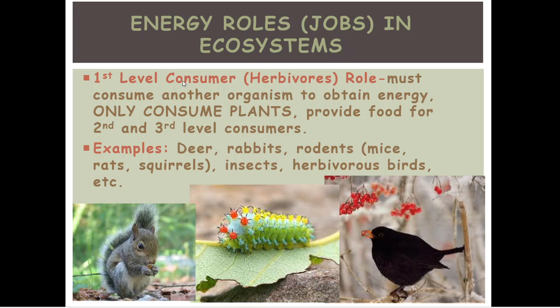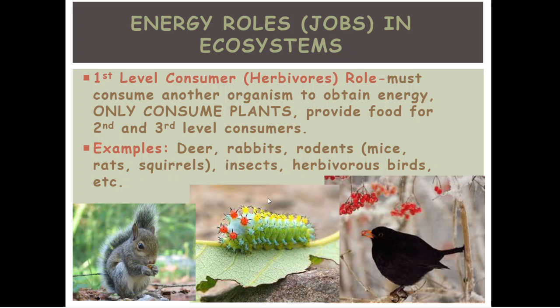And then we have our first level consumers. So that's our first level. Those are the ones that are going to eat our producers, and those are our herbivores. They must consume another organism to obtain energy, and they only consume plants, okay? And they provide food for second and third level consumers, and we'll talk about those in a minute. The examples here are deer, rabbits, rodents, mice, rats, squirrels, insects, herbivorous birds, so you don't have vultures and stuff, etc. So this is what we call our first level consumer, and they are our herbivores.